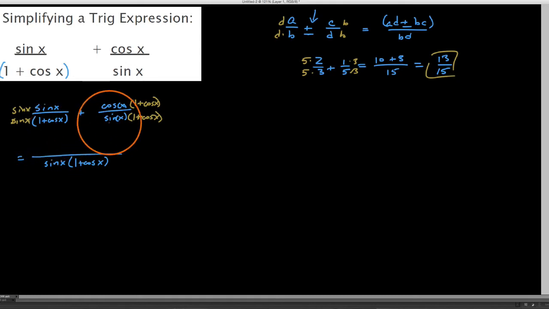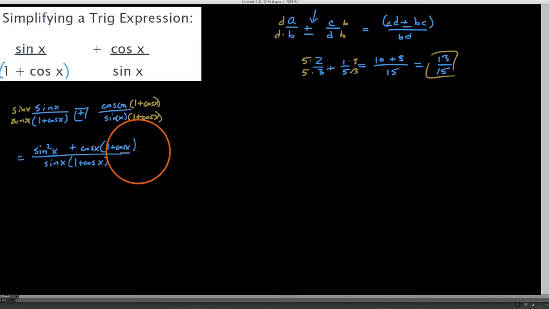We could have just said that instantly off the bat, knowing what we know about adding and subtracting fractions. But we say up here on the top left, sine times sine. What we end up with there is sine squared of x. And we say, okay, so we had plus, and then cosine times 1 plus cosine, so cosine x times 1 plus the cosine of x.